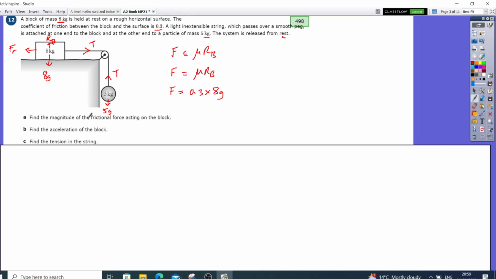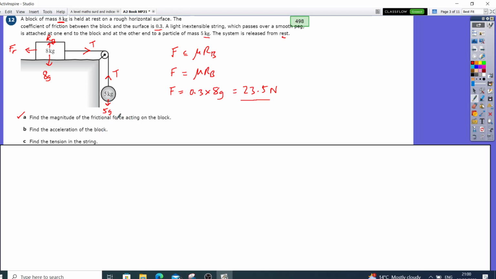Okay, so find the magnitude of the friction acting on the block, so we can do that straight away. On our calculator, just press that through and you will get 0.3 times 8g gives 23.5 to three significant figures, 23.5 newtons. So we've done the first part. Next one, find the acceleration of the block.